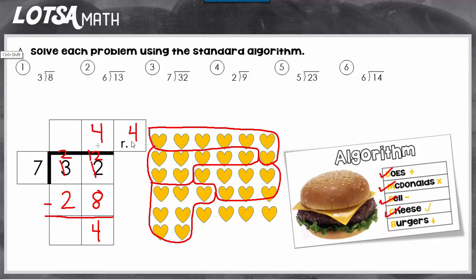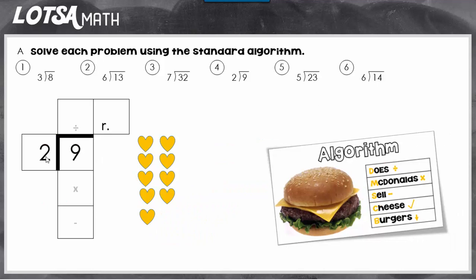All right, let's look at another problem. This time I have 9 divided by 2. Notice this one's back to just being one column, and that's because the first digit 9 can be divided by 2. So 9 divided by 2. So I'm going to go ahead and put them into groups of 2.